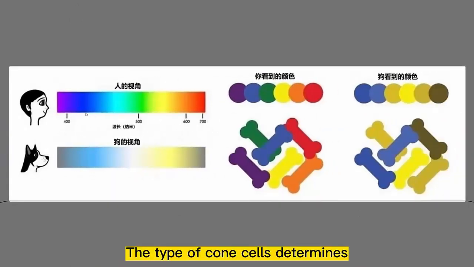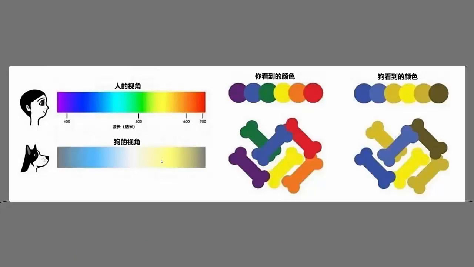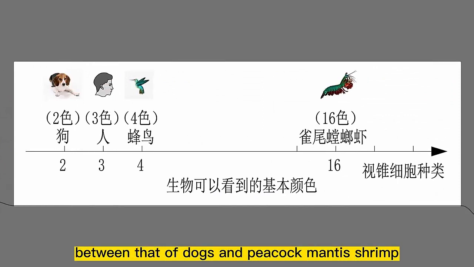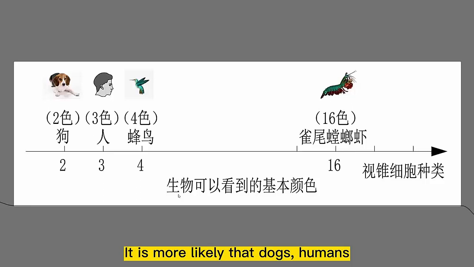The type of cone cells determines the basic colors that living things can see. Humans have three types of cone cells, red, green and blue, so our vision is a trichromatic system. Dogs have only two types of cone cells and see a blue and yellow dichromatic system. The number of human cone cells is between that of dogs and peacock mantis shrimp, so who sees the real world? It is more likely that dogs, humans, and peacock mantis shrimp all see a world that is not the real world, but only the world that our visual abilities have processed.